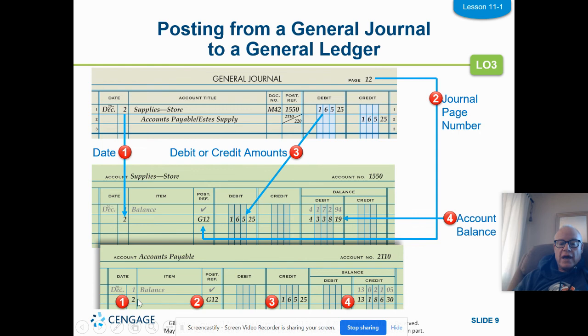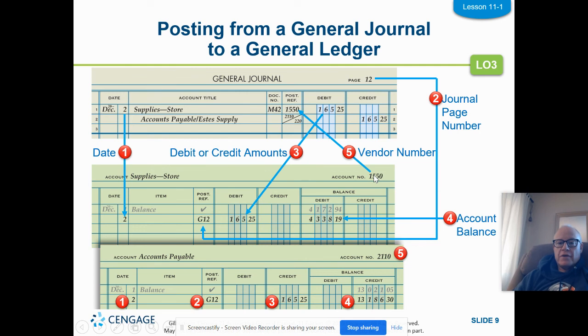And down here we have accounts payable at the same time. Post reference, credit of $165, natural credit balance. We added $165 to come up with a new balance of $13,186.30. That's in the general ledger. The previous page, we had the accounts payable or subsidiary ledger. Now we have the general ledger. What's going on there? Then, of course, we go back and we post.